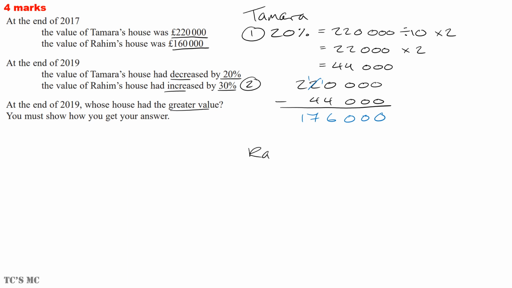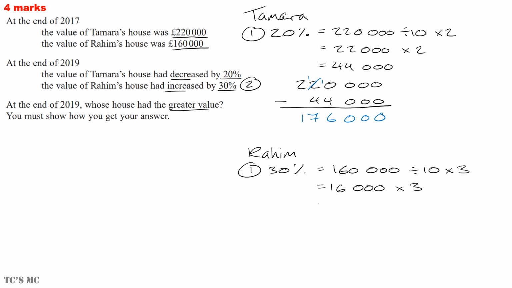Moving on to Rahim. We need to work out 30% for Rahim. We need to do 160,000 divided by 10 for 10% and then multiplied by 3. We get 16,000 multiplied by 3, which is 48,000.